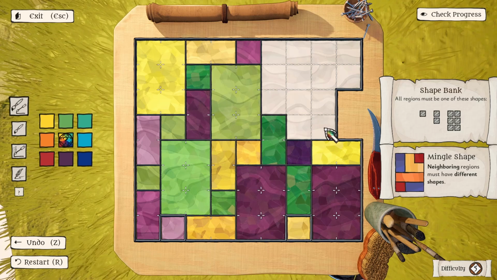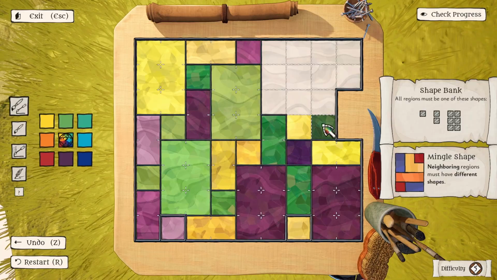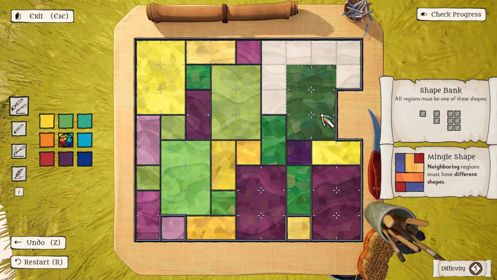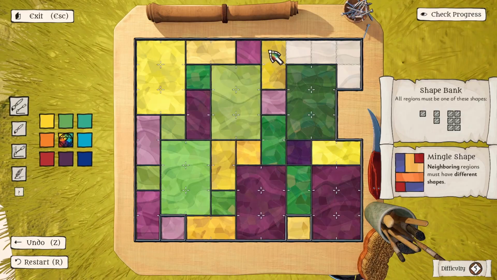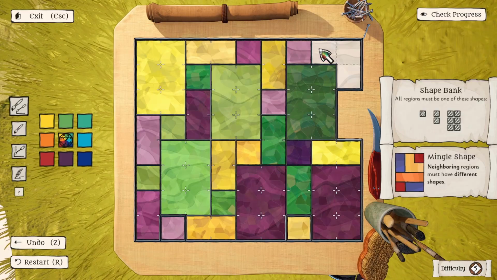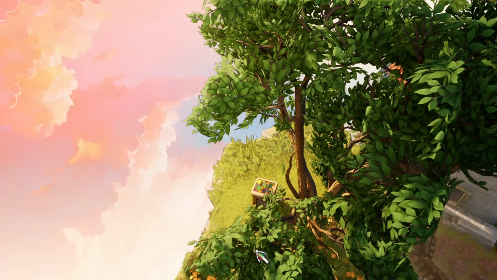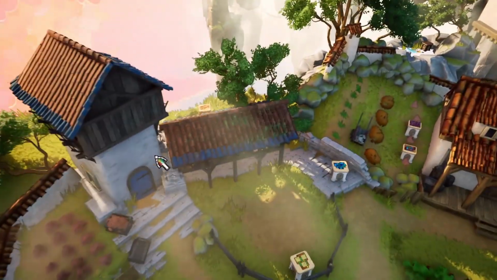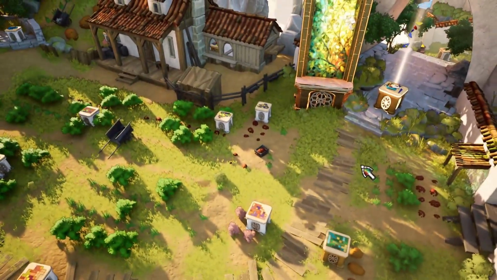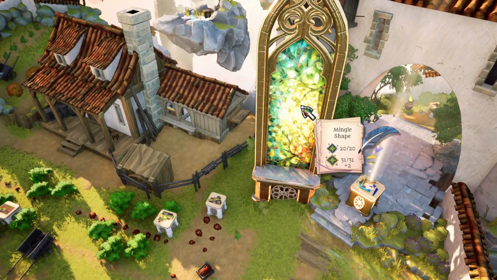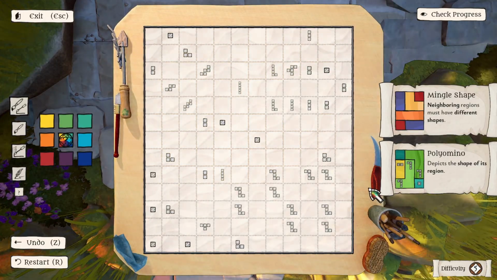Now here, this can be a 1 or a 6. This can only be a 6. There. There's a 1, a 2, 1, 2, and 1. Now, the end of this area, we are at mingle shape 31 plus 2. Is right. Wow.